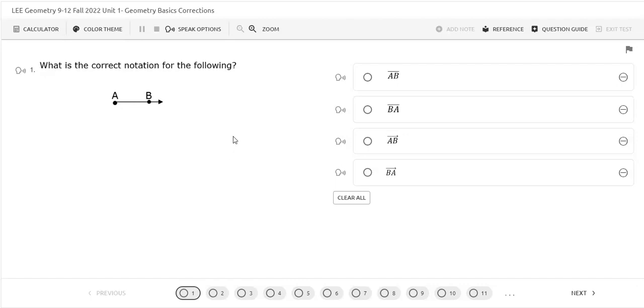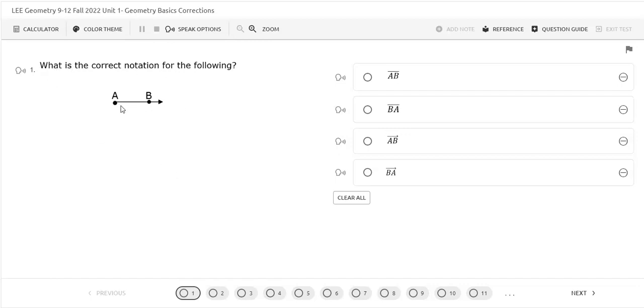Okay guys, in this video, I'm going to go over the Geometry Basics test that you took online. You will look in Eduphoria and you'll see that we have the Geometry Basics Corrections test. When you take this, it will help bring up your original grade. However, this is again optional for those of you who feel you need to improve the grade you got on the first test. So question number 1 says, what is the correct notation for the following?